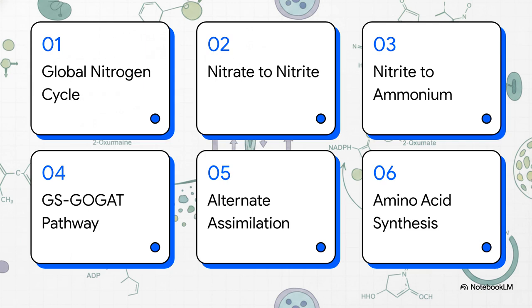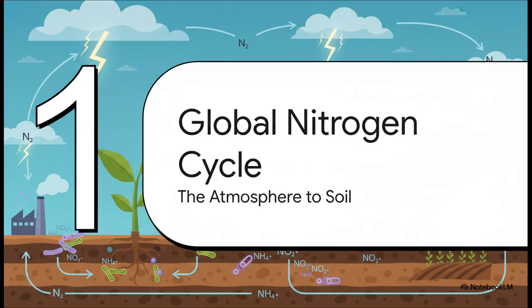Here is our roadmap for today. First, we'll look at the global nitrogen cycle. Then, we'll cover nitrate reduction to nitrite, followed by nitrate reduction to ammonia. After that, we'll unpack the GS-GOGAT assimilation pathway, look at alternate ammonia assimilation, and finally bring it all together with plant amino acid biosynthesis.